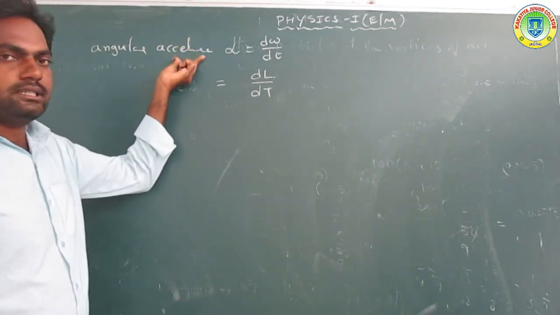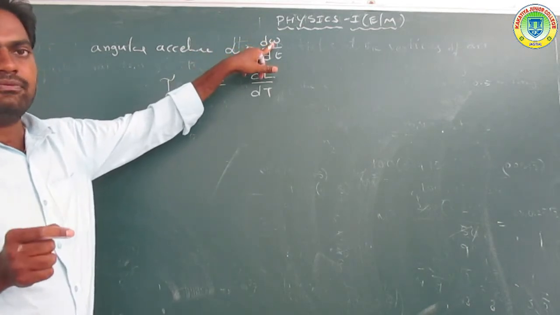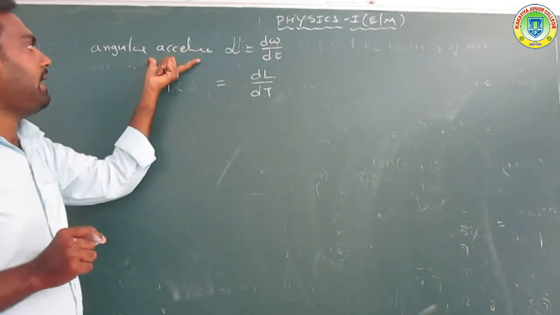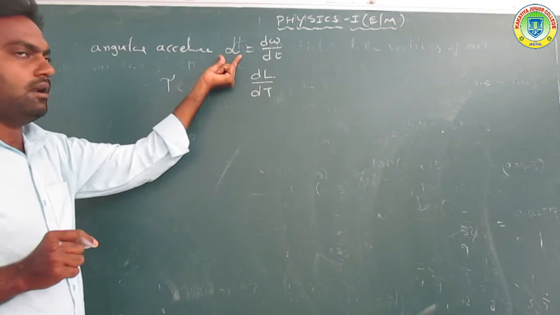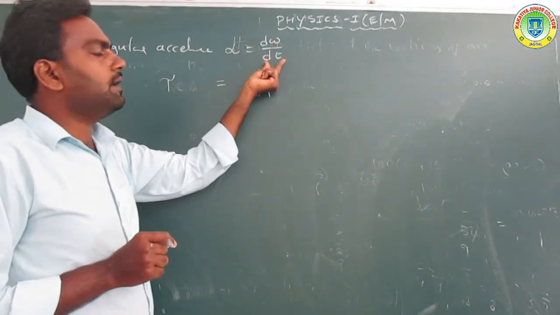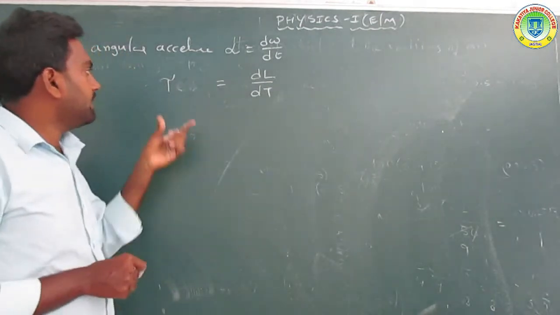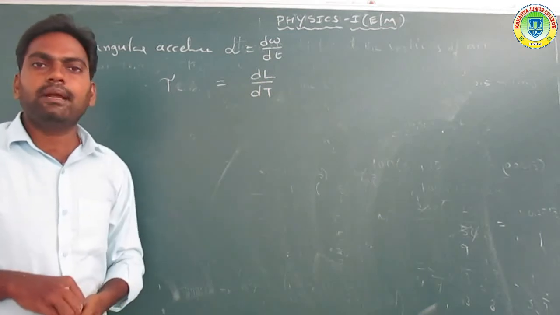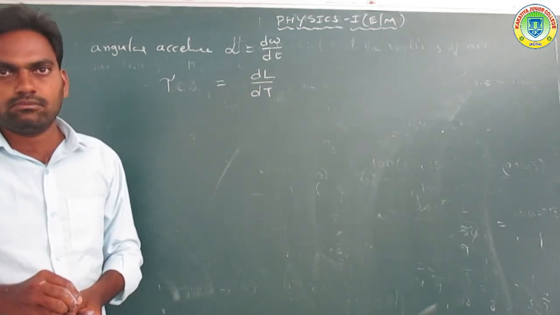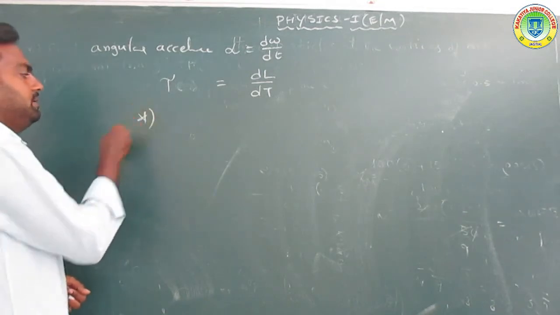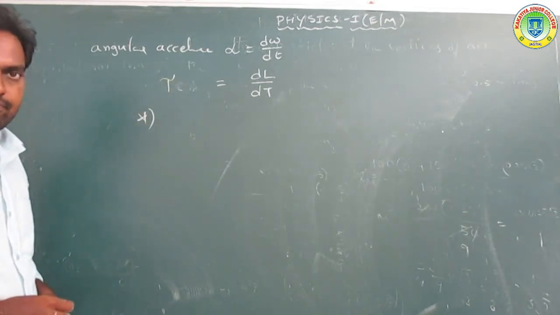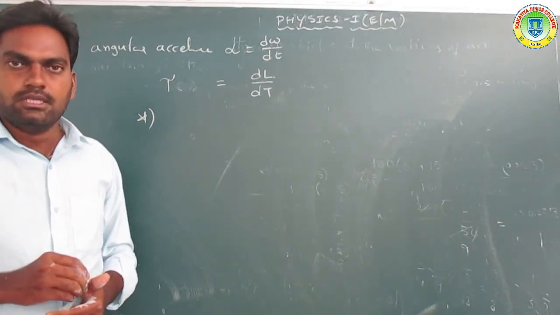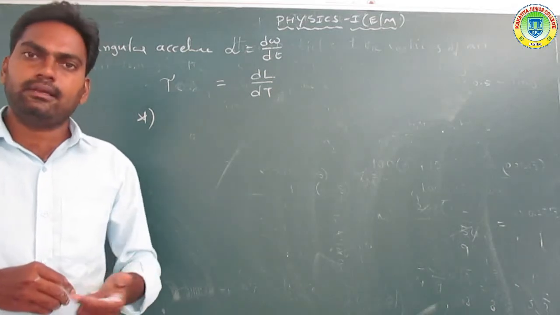So what is angular acceleration? The rate of change of angular velocity is called angular acceleration. It is denoted by alpha is equal to d omega by dt. And here we also take torque. What is the torque? The rate of change of the angular momentum is called the torque. Now, first of all, with these two definitions, let us find the relation between angular acceleration and torque.